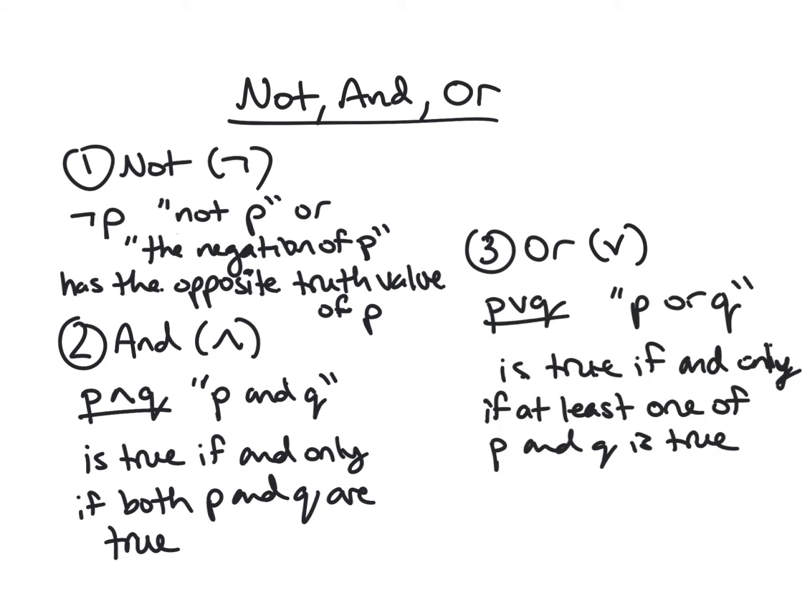And lastly, we have or. So again, we have this wedge but going the other direction. And we say P or Q here. And this proposition is true if and only if at least one of the two propositions P and Q is true. So it's not like an exclusive or here. You only need one of them to be true for the or to be true. And it's also true if both happen to be true.